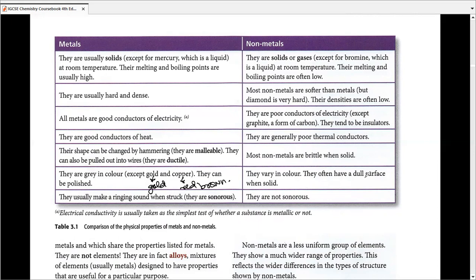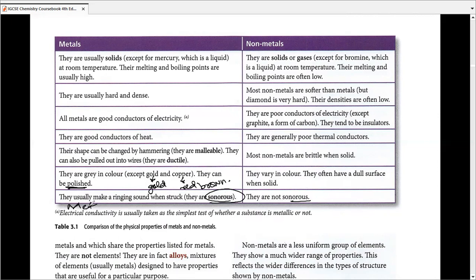For non-metals, they vary in color, but they have a dull surface when they are solid. However, metals can be polished and they can have a really shiny appearance. Lastly, from this table, whenever we strike them, they make a ringing sound. So for metals, this property is known as sonority, or metals are sonorous. Non-metals are not sonorous.